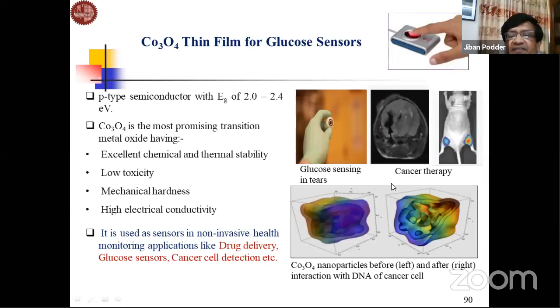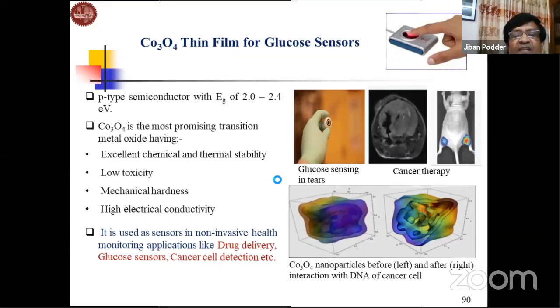And in the presence of cobalt oxides, that can change the morphology of the affected cancer cells. In cancer therapy, there is also interaction with the DNA of the cancer cells. So that change we can observe with the sensors.